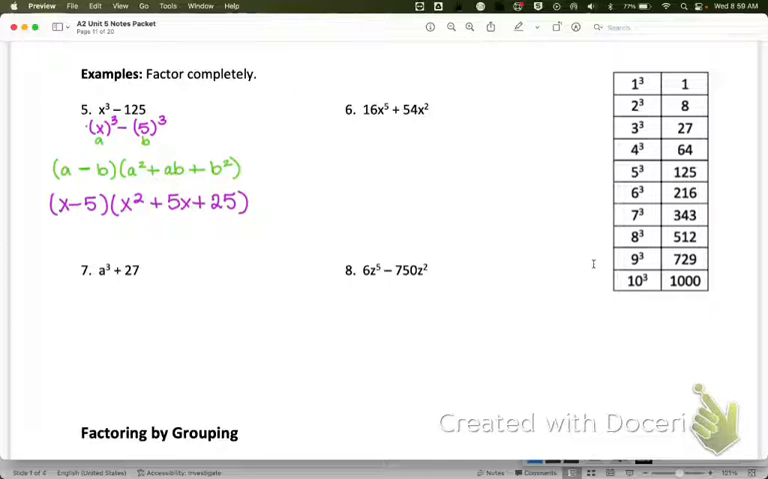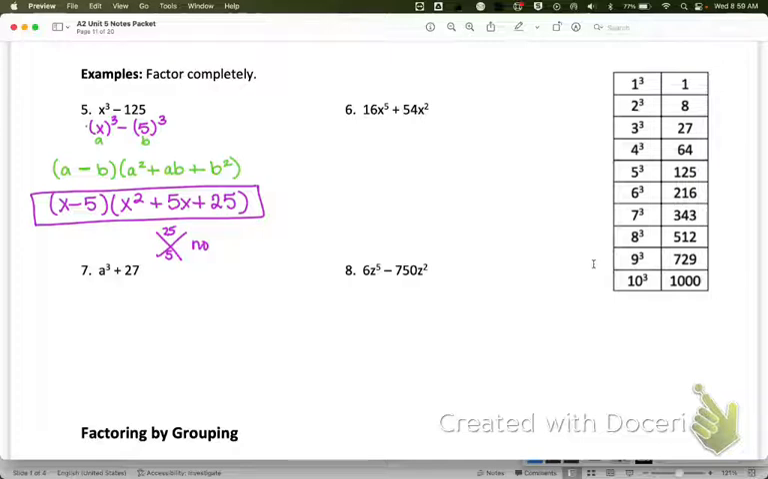And that last factor is always going to be a quadratic that is prime, so we don't need to factor that further. It's never going to be factorable. So that's what we get. You can check, does anything multiply to 25 and add to 5? And the answer is nope, doesn't work. Okay, let's look at 6.